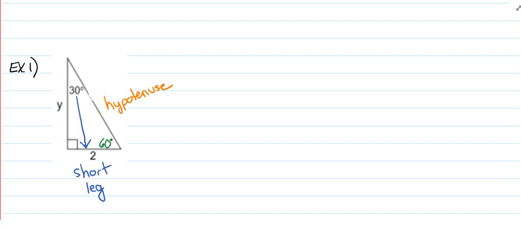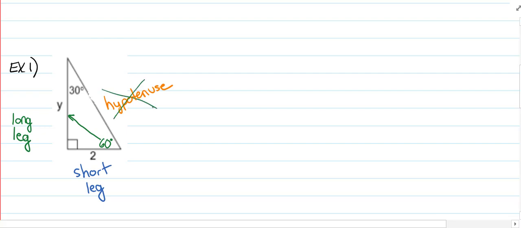The bottom part of this triangle, the side labeled 2, is the short leg. The side labeled y is opposite the 60-degree angle, so it's my long leg. The hypotenuse we don't really care about, because we're trying to find y. If we know our short leg, that is our starting point. That is our x.